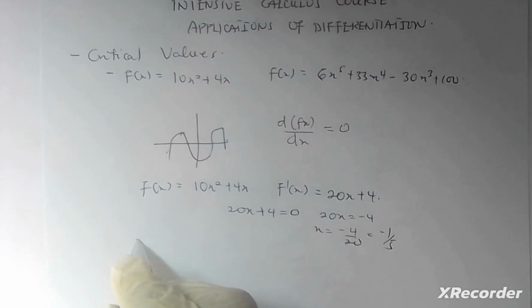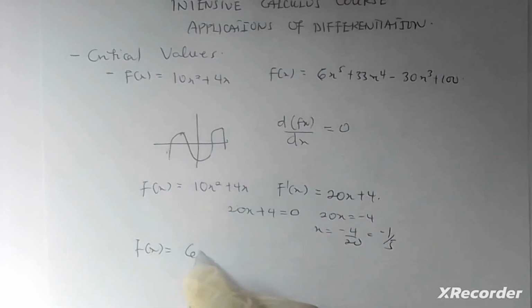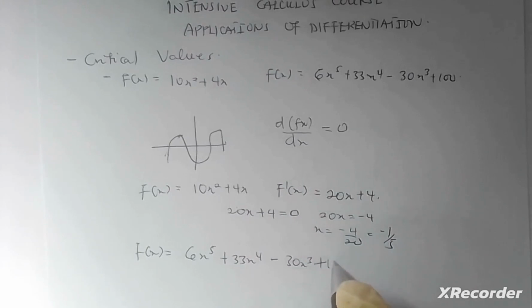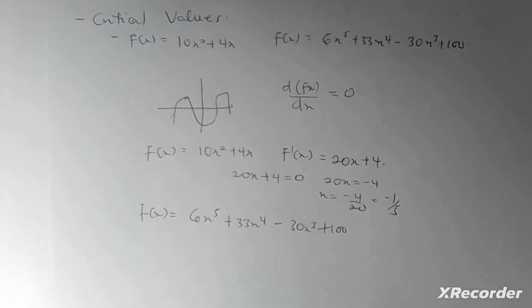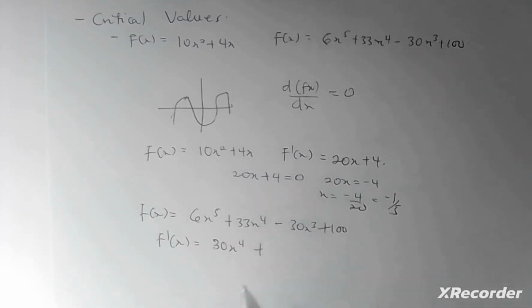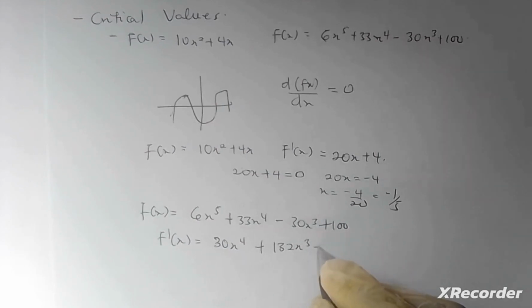Let's take another example. I have f(x) = 6x^5 + 33x^4 - 30x³ + 100. This is quite a long function, and this curve is going to be wavy a lot. So our gradient function f'(x) is simply equal to 30x^4 + 33 times 4. What is 33 times 4? 33 times 4 is 132x³ - 90x². Then the constant 100 will be 0, because when you differentiate a constant, you get 0.